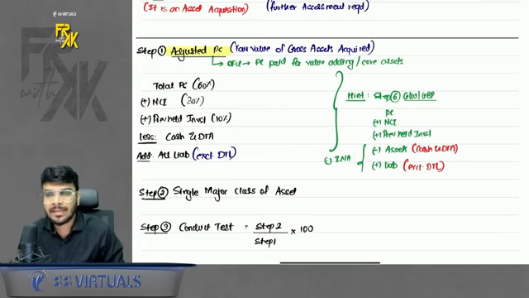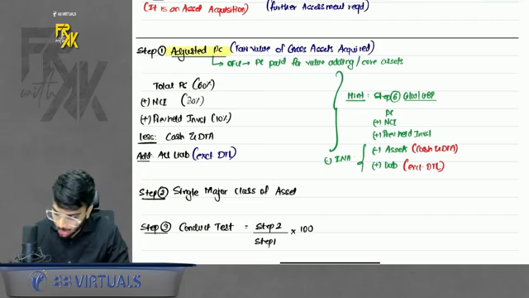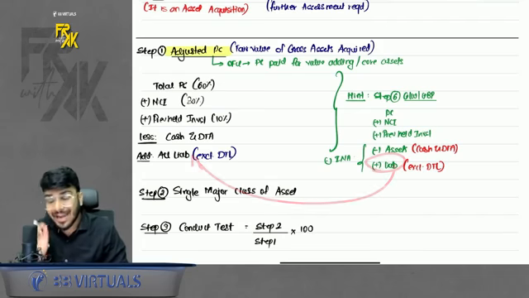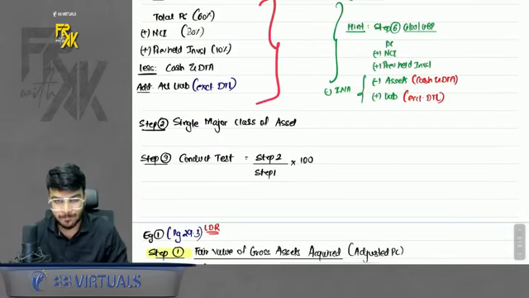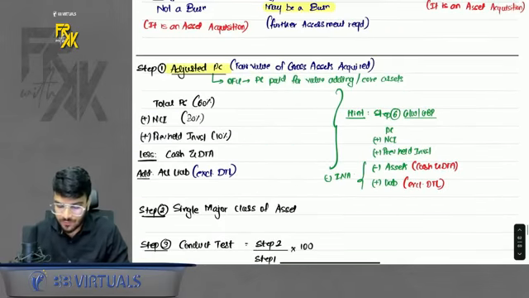We are only deducting cash and DTA. We are not adding back all the liabilities. We are adding back all excluding DTL. Simple. Okay, this is how we find adjusted PC, or in IFRS language we call it fair value of gross assets acquired.